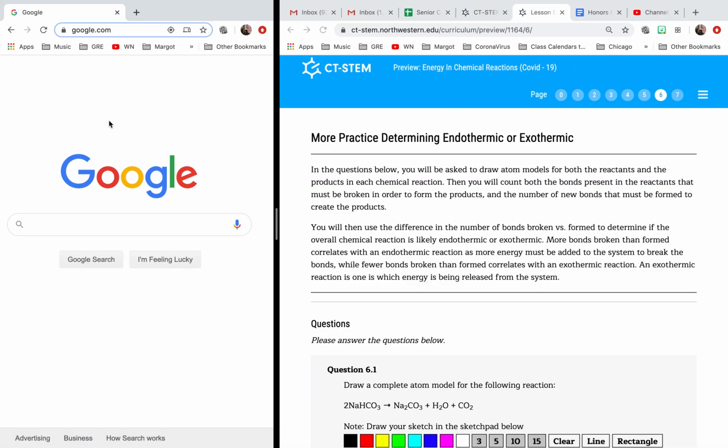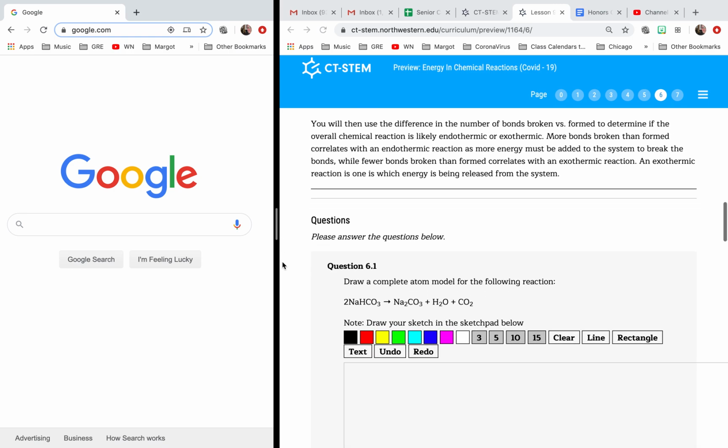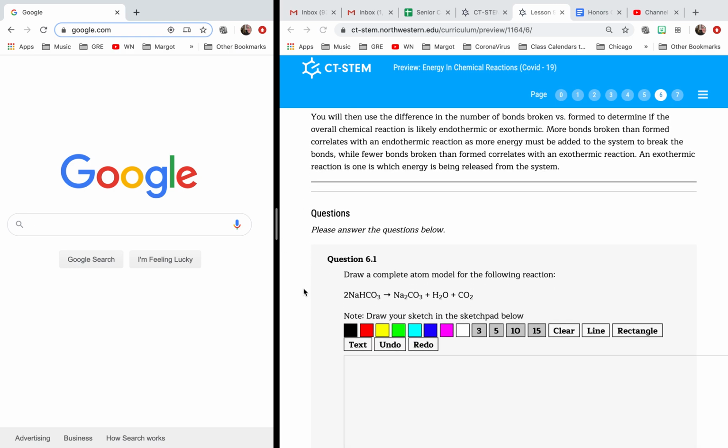This video is meant to talk through pages 6 and 7 of lesson 9. So here we have more practice determining endothermic or exothermic. In the spaces below, you'll be asked to draw atom models for both reactants and products in a chemical reaction. You're then going to count the number of bonds broken, count the number of bonds made, and from those numbers, you should be able to determine if the reaction is endothermic or exothermic.